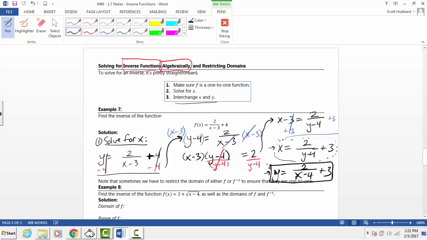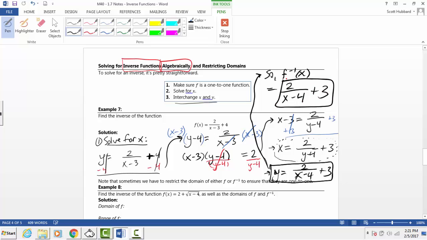Okay, and so I'll summarize that up here. So f inverse of x for us on this problem is equal to 2 over x minus 4 plus 3. Okay, so that is how we find an inverse. We try to solve for x first, and then once we've solved for x all the way down to here, last step is just go ahead and swap the x and y variables.